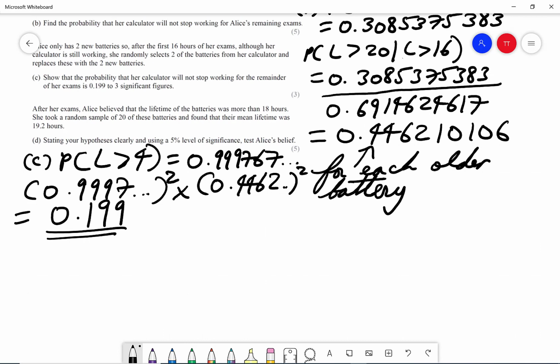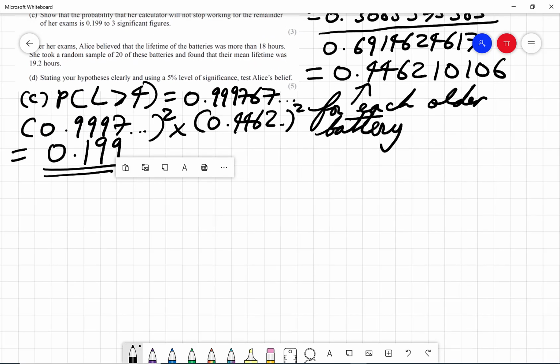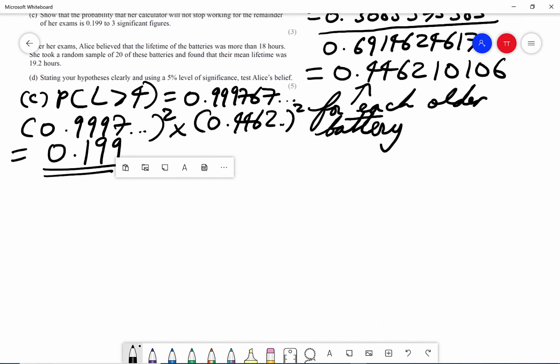And the final part. After her exams, Alice believed that the lifetime of her batteries was more than 18 hours. She took a random sample of 20 of these batteries and found that the mean lifetime was 19.2 hours. Now we call this the observed value of the mean, which is 19.2, and n was 20. Stating your hypotheses clearly and using a 5% level of significance, test Alice's belief.